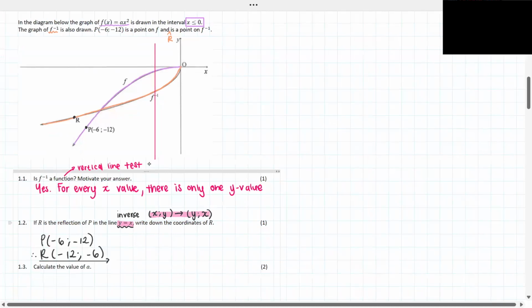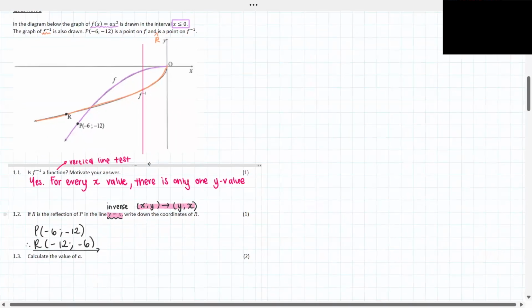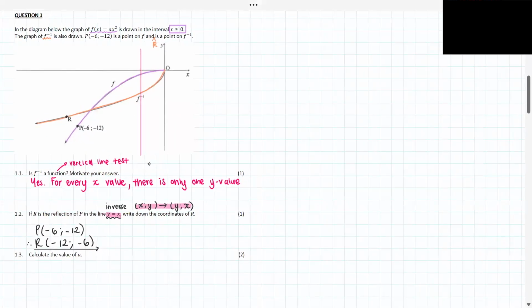All right, so question 1.3 is asking us to calculate the value of a. Now remember, a was from your original quadratic. It's the coefficient to your x squared. Now, because we started off by saying, all right, this is a sad problem, we know that we should get a negative value. So just bear it in mind as we start to work it out. Always good to remember these things.